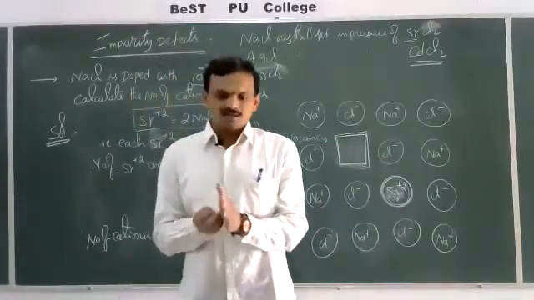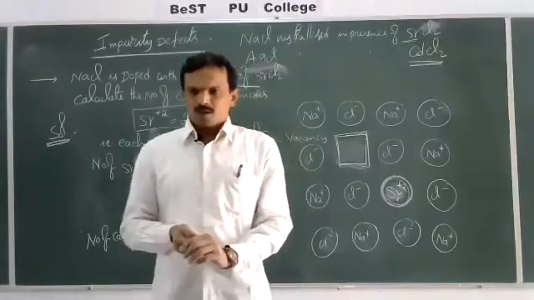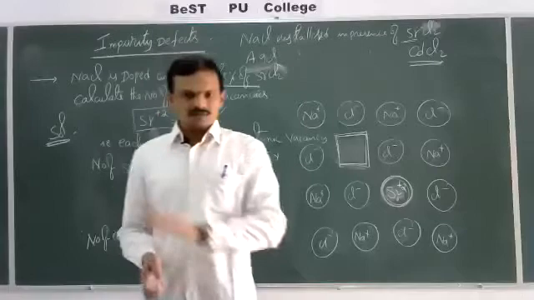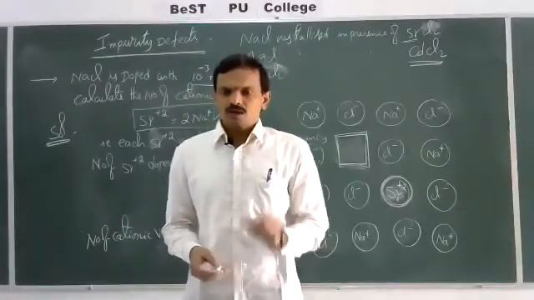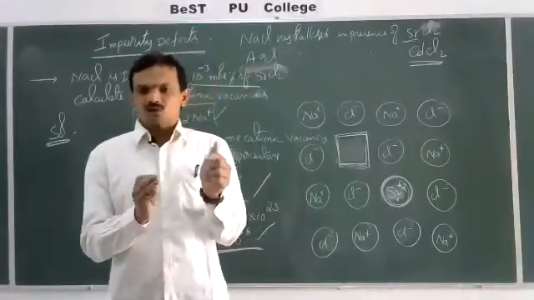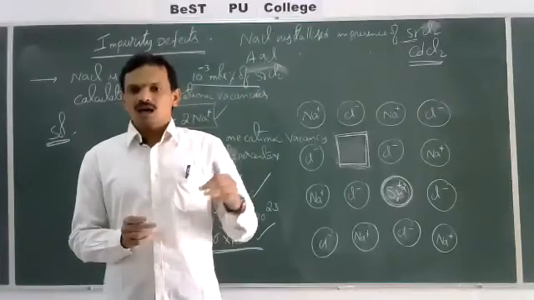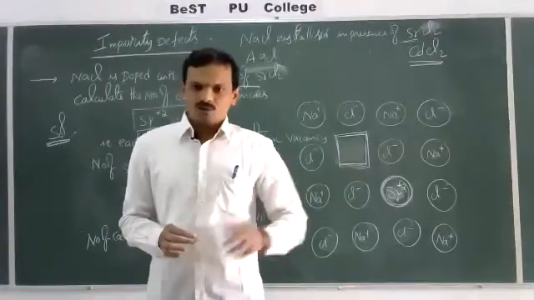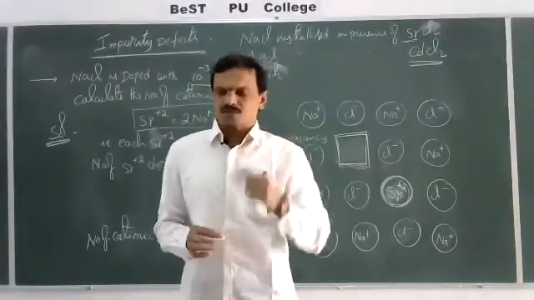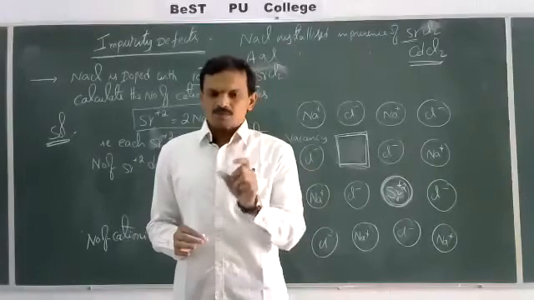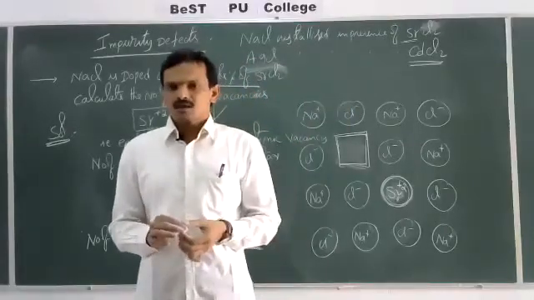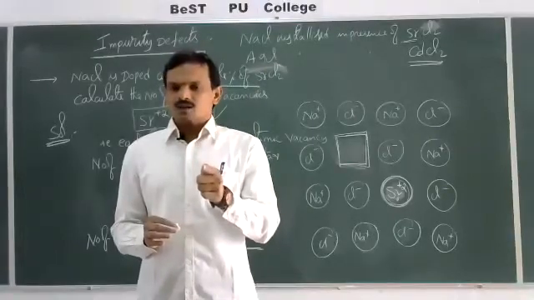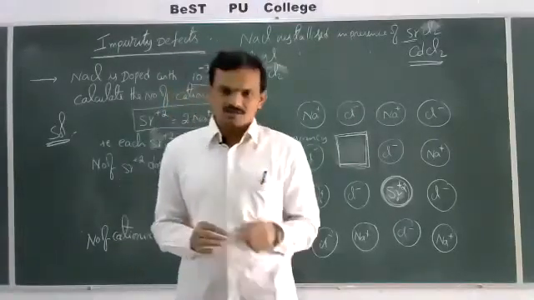Non-stoichiometric defects are again further classified into two types: metal excess defects and metal deficiency defects. See, metal excess defects are again of two types: due to anionic vacancy and due to extra cation. When NaCl is heated in the presence of vapors of sodium, then some Cl- will leave the lattice, and in order to maintain electrical neutrality, those anionic vacancies are occupied by electrons, which are called F centers.